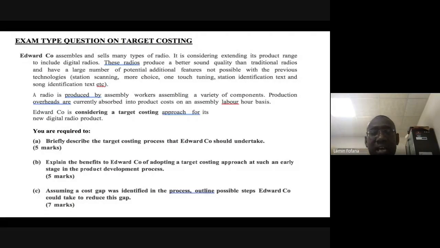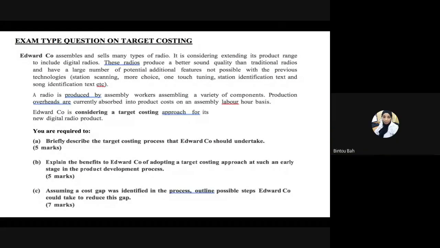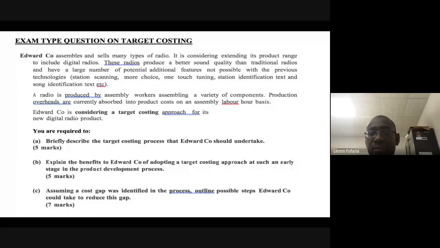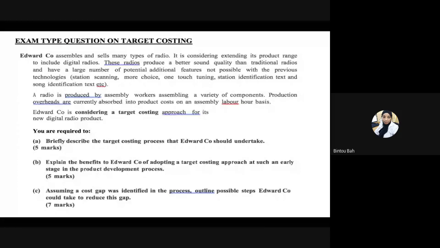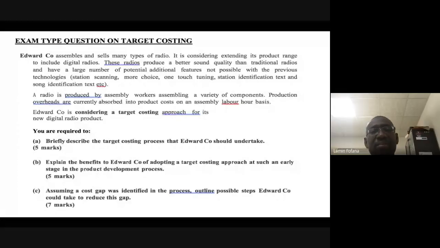And how do you calculate the target cost? Mr. Fofana? Yes. It's the selling price minus the profit margin. Okay, the selling price that we have determined, the average selling price that is prevalent in the market, is what we're going to use. We deduct our target profit from that so that we'll get our target cost. Excellent. And what's the fourth stage?